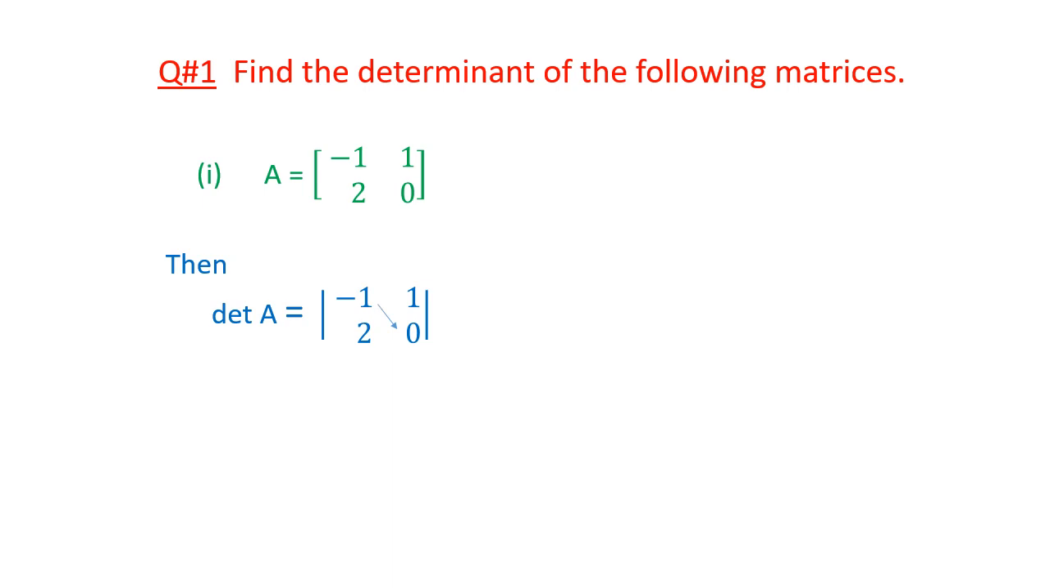Now we can solve question number 1. Find the determinant of the following matrices. In part 1, we have a matrix A. To find its determinant, we will multiply the diagonal entries and then subtract them. After solving, we have 0 minus 2, that is equal to minus 2.